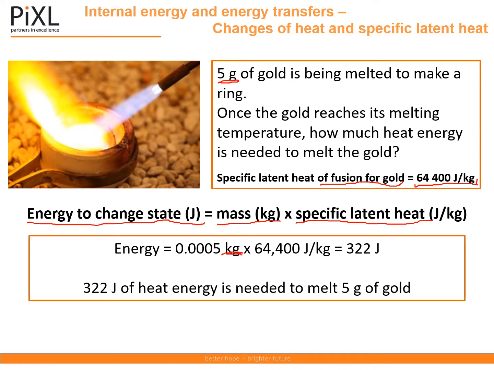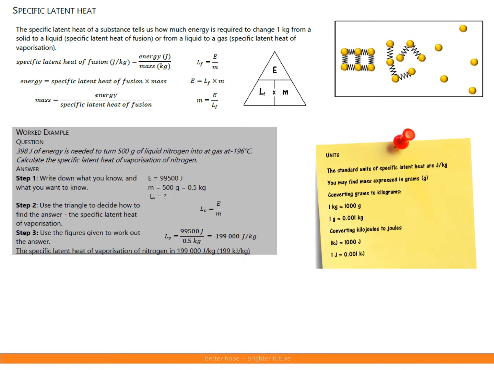So that would be 0.0005 kilograms times 64,400 joules per kilo, because again, we got this digit from our question, and that gives us an answer of 322 joules, which means you need 322 joules of heat energy to melt 5 grams of gold. So just now we did a basic formula to find out the energy for the specific latent heat of fusion for gold.